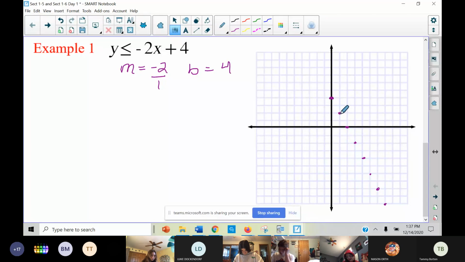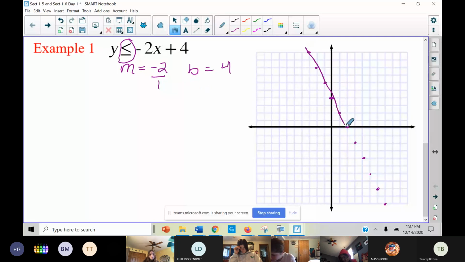And going down 2/1 to the right is the same thing as going up 2 and 1 to the left. Up 2, 1 to the left. So I want you to go and fill that entire graph. Once you do that, then what you're going to do is look at the sign and see if you're going to do a solid line or if you're going to do a dashed line.